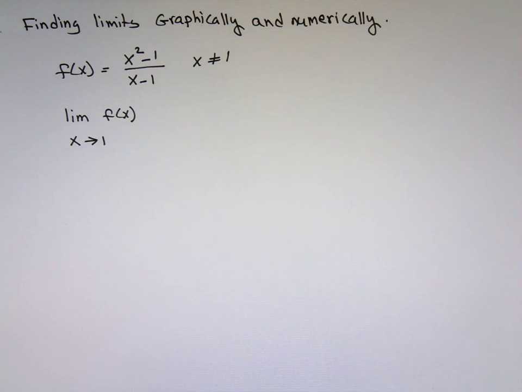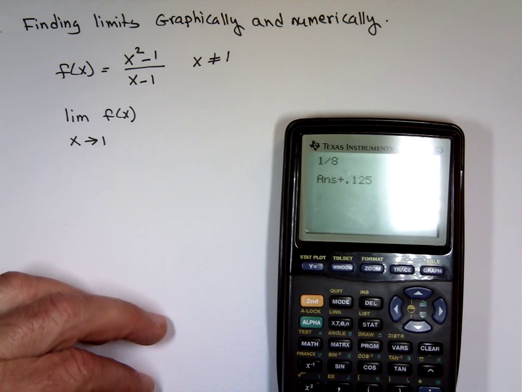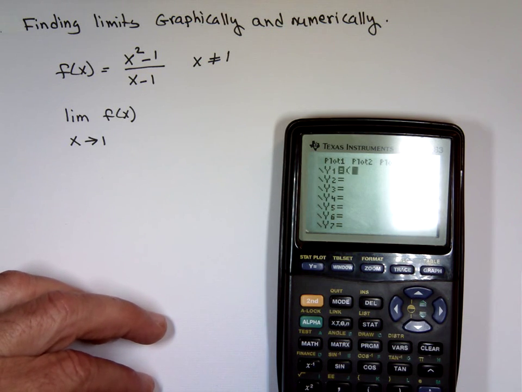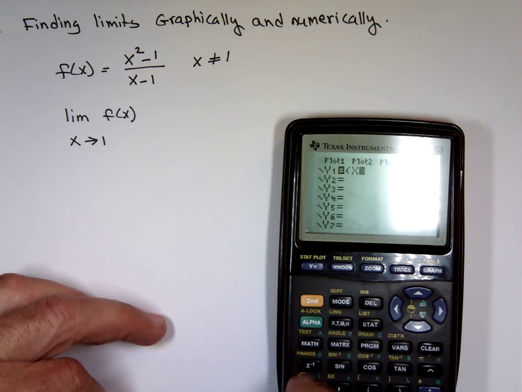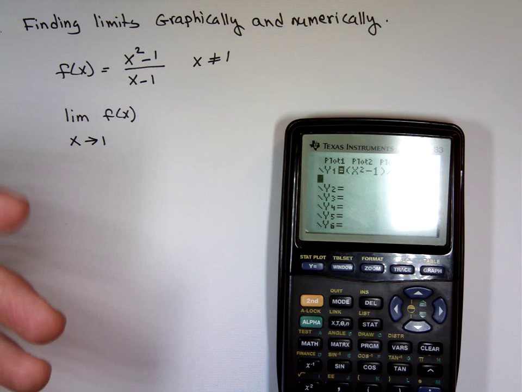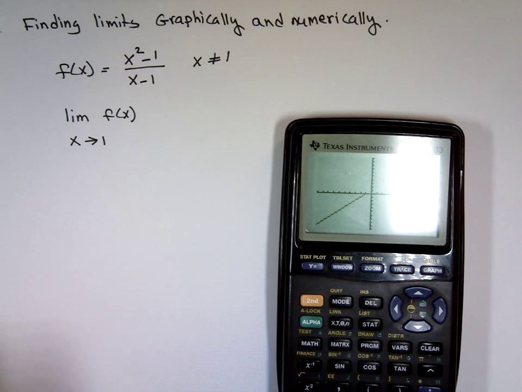If I graph that function, and I did bring my graphing calculator for that reason, y1, clear it. Here we go. X squared minus 1 divided by x minus 1. When you graph that, you're going to see a straight line. It's not really accurate. The reason you see a straight line is that the calculator says, you know what, I can simplify that.